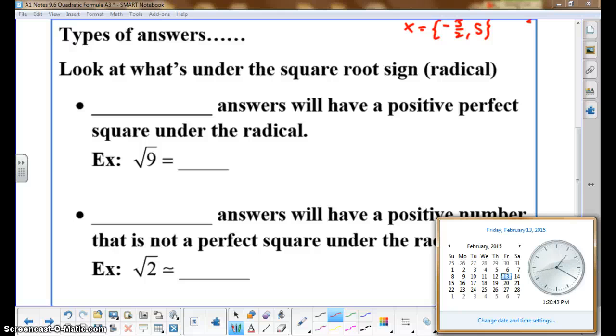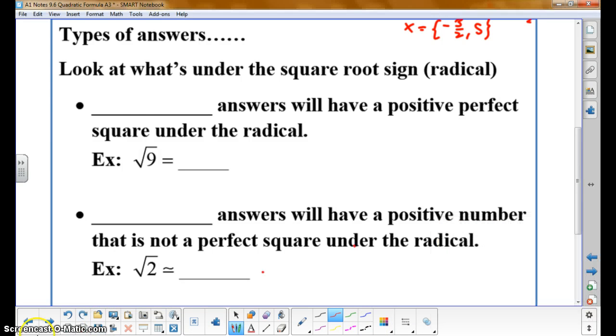Okay, rational answers will have a positive perfect square under the radical. So for example, this 9 is positive and it's a perfect square. So when you take the square root of 9, you get an integer. And actually these kinds of problems could have been factored.